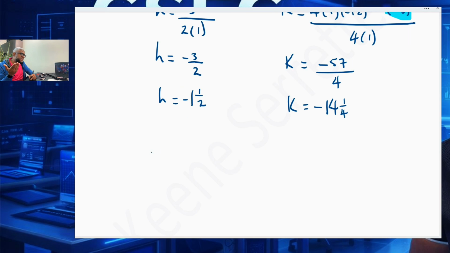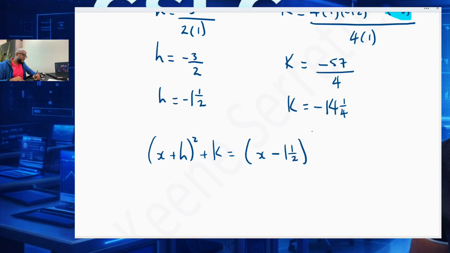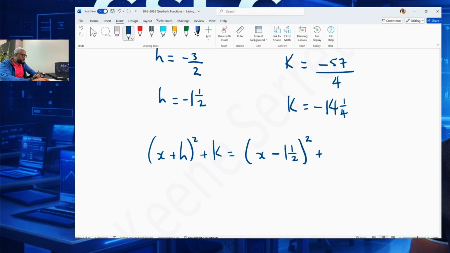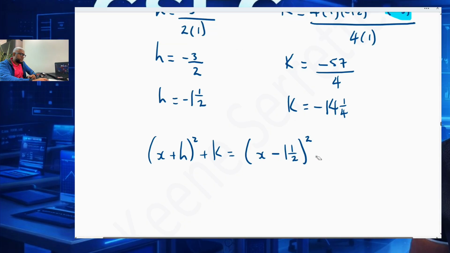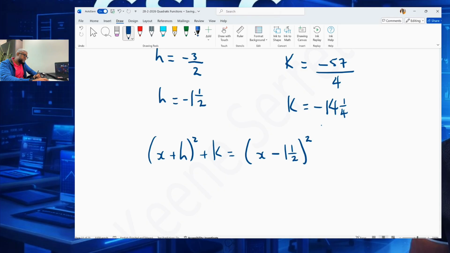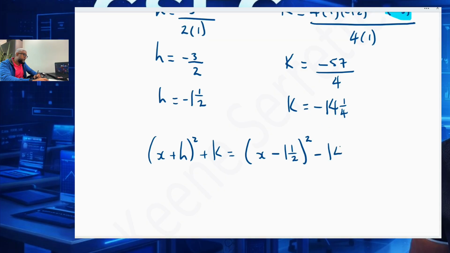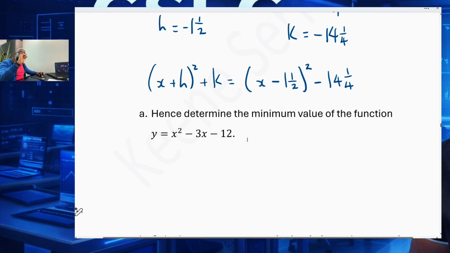They didn't put an a, they just put x plus h squared plus k, which is equal to x plus negative 1.5, which will be minus 1.5, close brackets, squared, plus k, which is negative 14 and a quarter. So I would put minus 14 and 1/4. How we look?